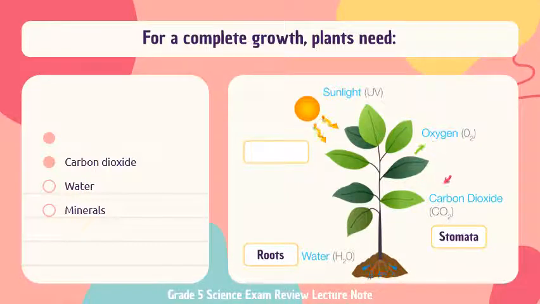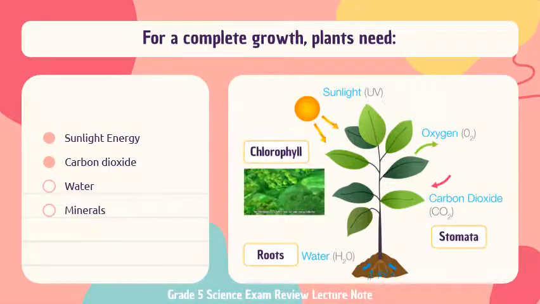Plants also need sunlight energy, and it's the chlorophyll, the green pigment found in the leaves, that catches sunlight energy. So plants need four different things: sunlight energy, carbon dioxide from the air, water from the soil, and minerals from the soil.